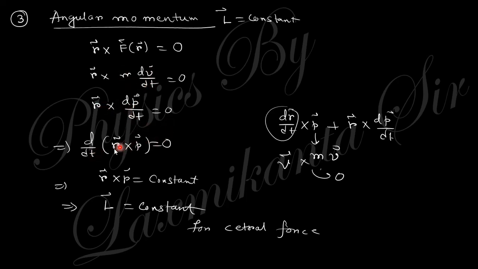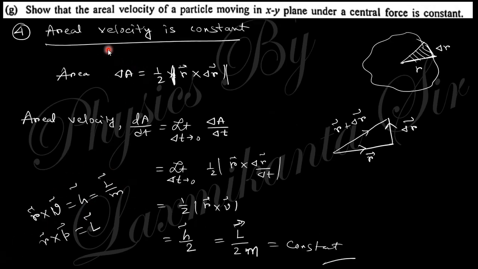Hence you can see this r cross p equals 0 because there are two terms, and this will be 0 because this is velocity and this is also velocity. The cross product of the same vector is 0. Hence you can see the angular momentum of a particle under central force is constant. Now you can prove this relation, that the areal velocity is constant.